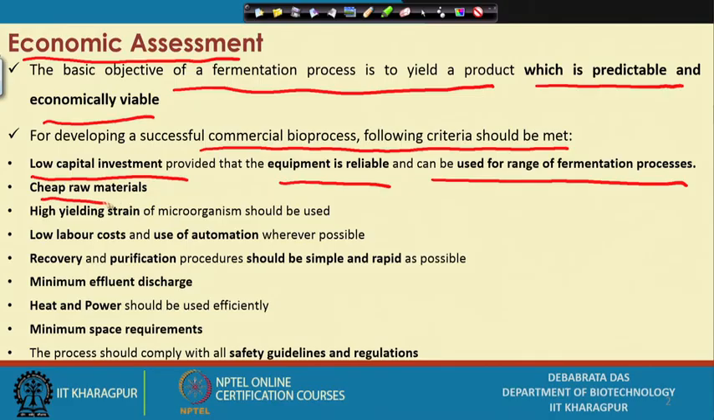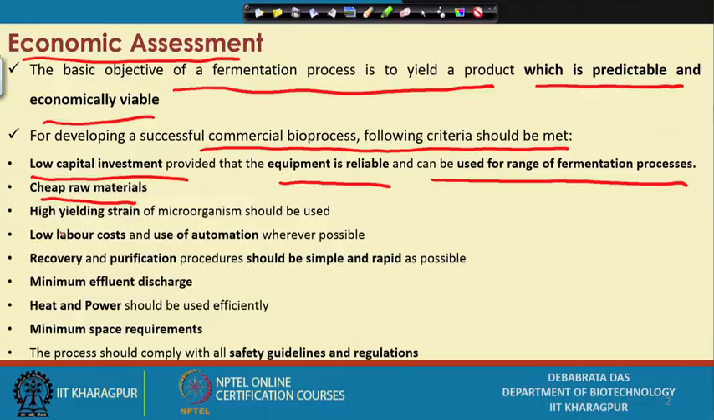Then cheap raw materials. When we say cheap raw materials, not only the cost, but availability is also very important. Suppose the material is cheap and it is not available, then it is no good. Usually we find that if you have multiple choices of substrate, then availability of the material will be very good. A high yielding strain of microorganism should be used, and I told you that in industry we use the industrial strain. What is the industrial strain? That which can give the higher yield.